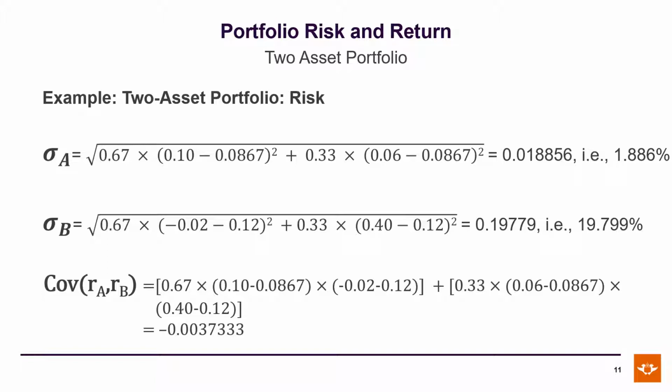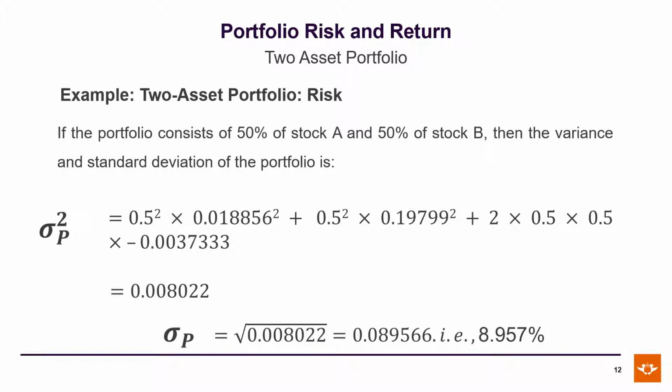We finally arrive now at the calculation of the risk for our two-asset portfolio, and that risk is measured by means of standard deviation. And for the purposes of the portfolio, we're actually going to calculate the variance first and then do the standard deviation calculation. Looking at the variance, it's a combination of the weights and the variances of each of the components, stock A and stock B, as well as the covariance between them, and we end up with a variance of 0.008022. Our standard deviation, which is the square root of that, ends up being just under 9%.